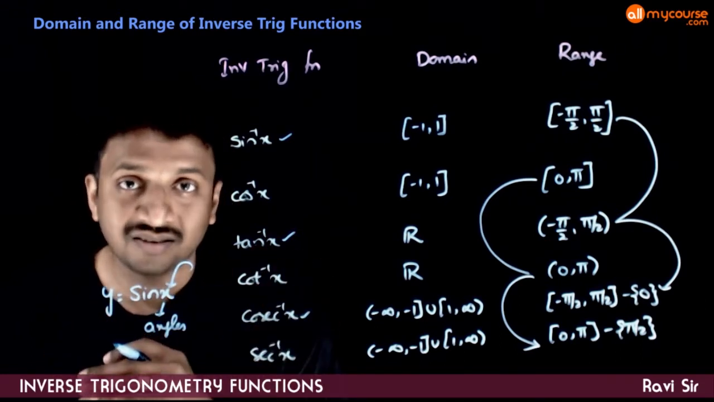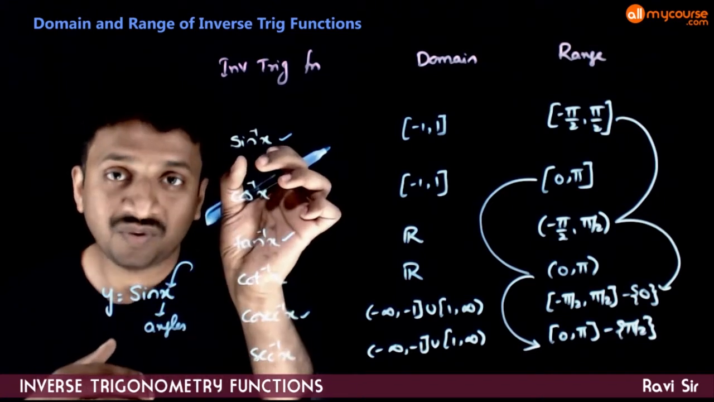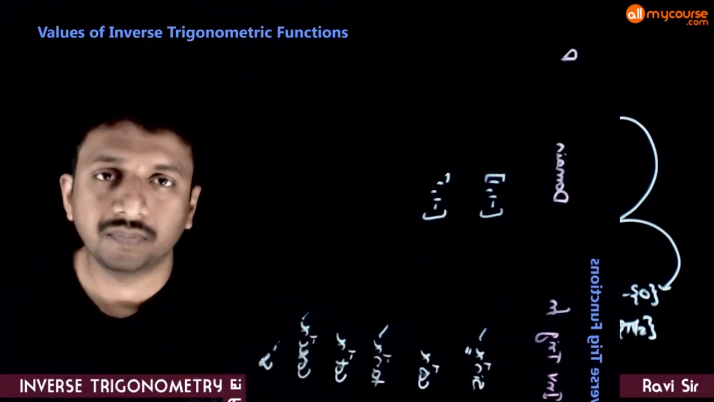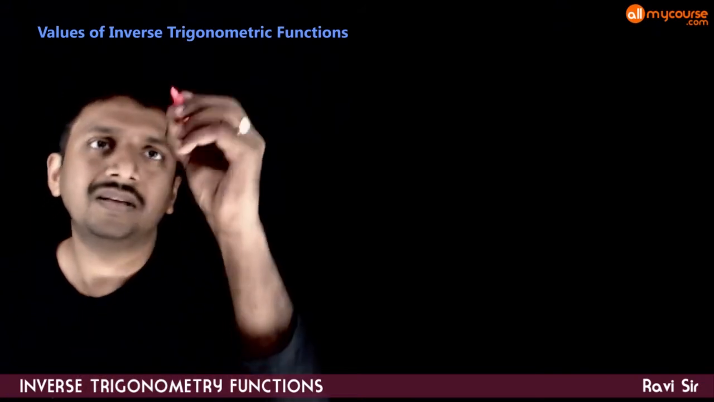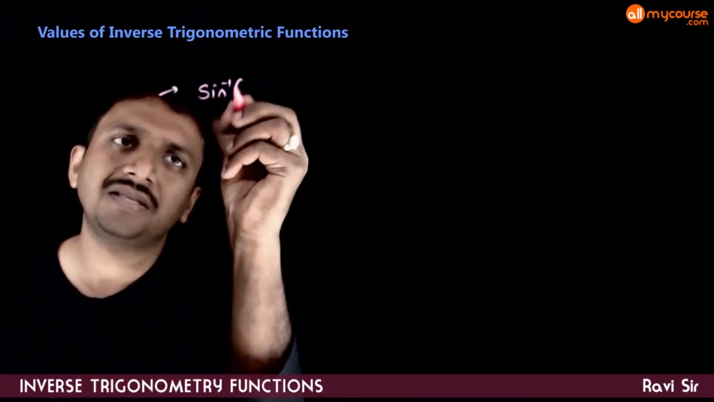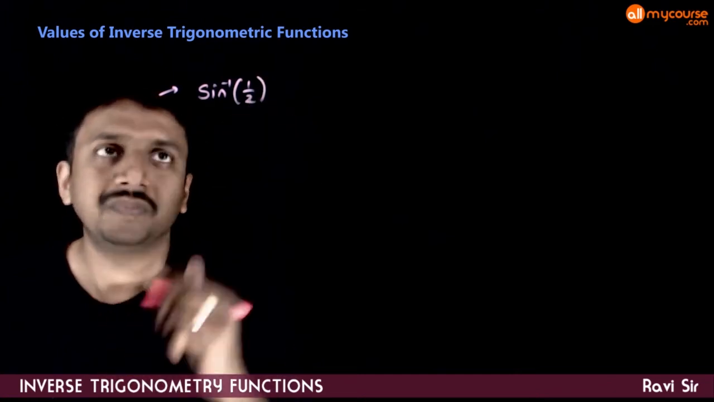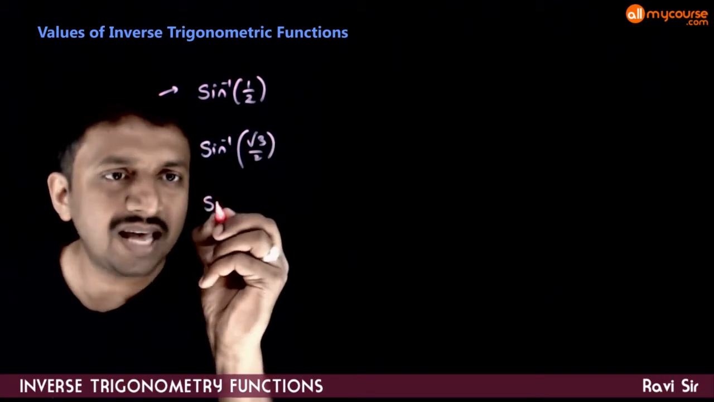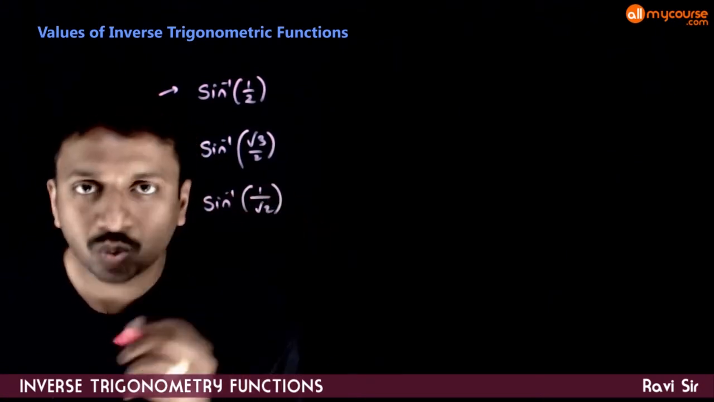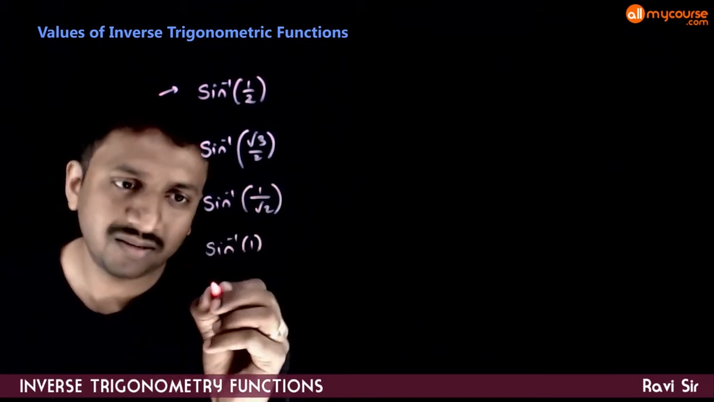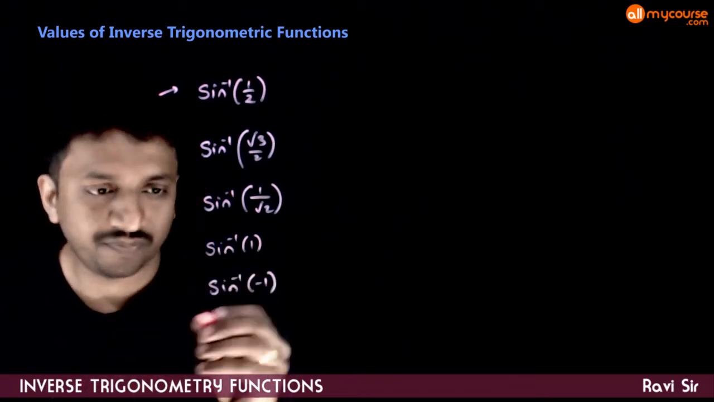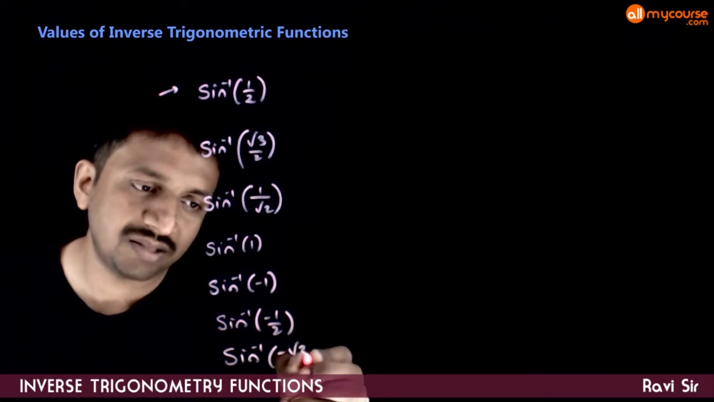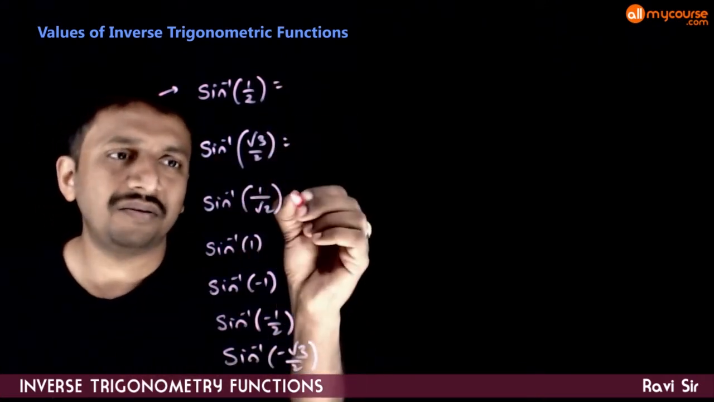So once you understand this, now you need to understand how to find the inverse function values for certain values of x. So let us do that with the help of examples. Let us take some very simple examples. Let us say you are asked to find the sine inverse of the value half. Let us take certain examples: sine inverse of root 3 by 2, sine inverse of 1 by root 2, sine inverse of 1, sine inverse of minus 1, sine inverse of minus 1 by 2, sine inverse of minus root 3 by 2. So let us try to find these values.